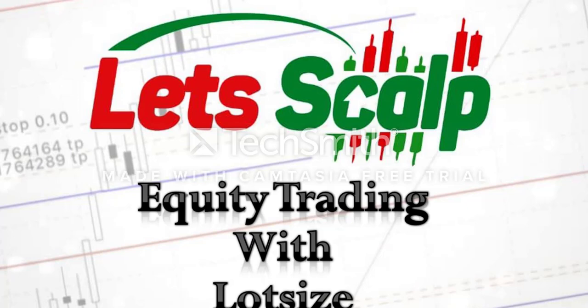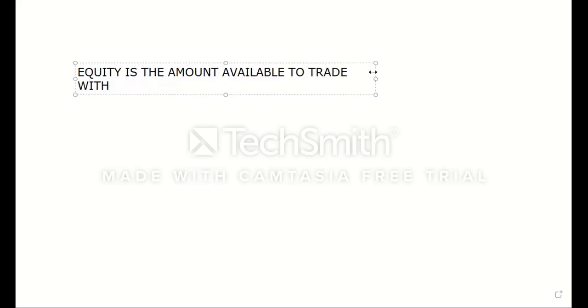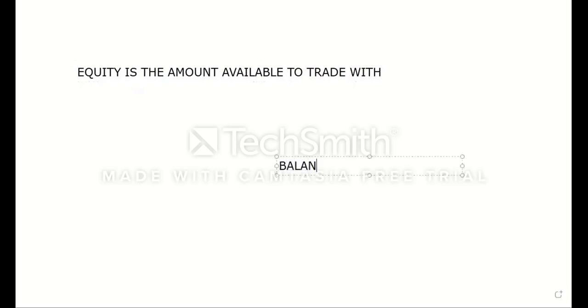First, what's equity? Equity is the amount available to trade with, and it can be associated with balance. I know you must have seen in your MT4, MT5, whereby balance is above and equity is below. These two can actually be divided into three scenarios.